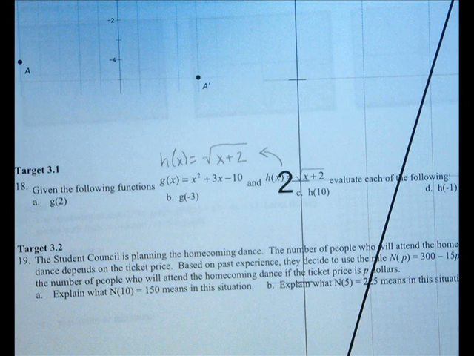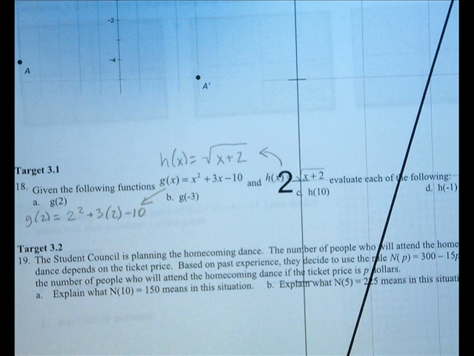So if you look at part A, it says g of 2. So what we're going to do is we're going to take that function g of x, which is equal to x squared plus 3x minus 10, and replace the x's with a 2. So it becomes g of 2 equals 2 squared instead of x squared plus 3 times 2 instead of 3 times x minus 10. And then it's very simple. From there we just go through and step by step simplify this down till we can get one number. So 2 squared equals 4, 3 times 2 is 6, and then we have the minus 10, and if we do 4 plus 6, that's positive 10, subtract 10, and we get 0. So g of 2 is equal to 0.